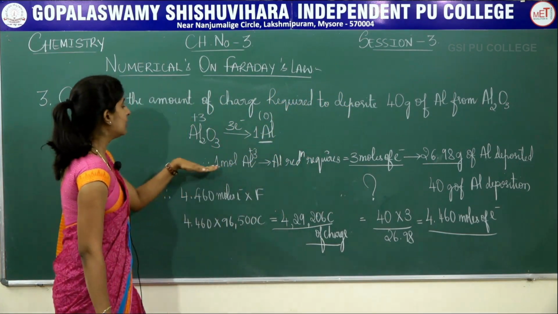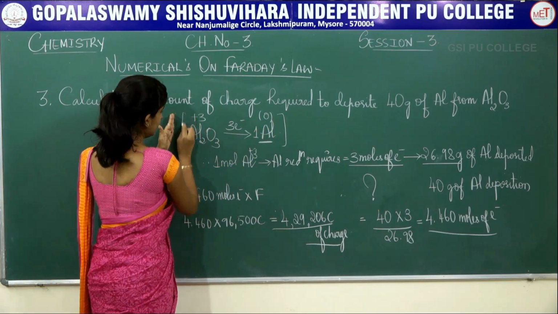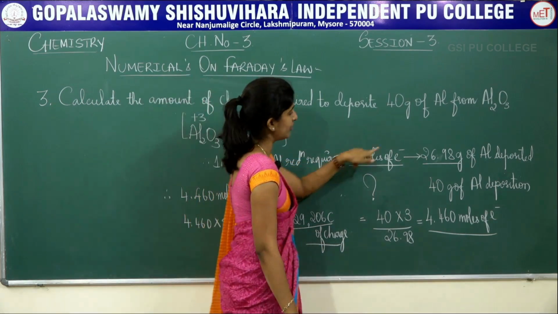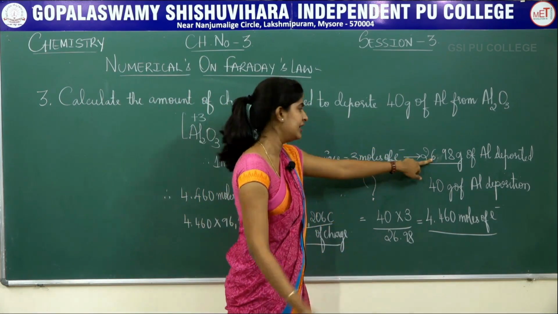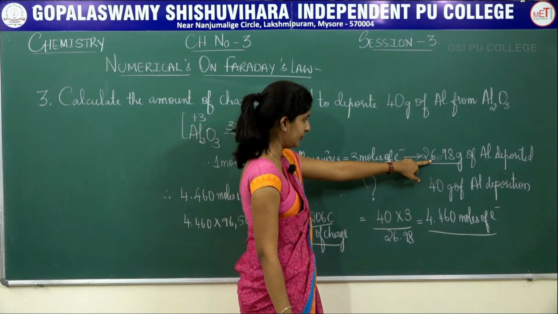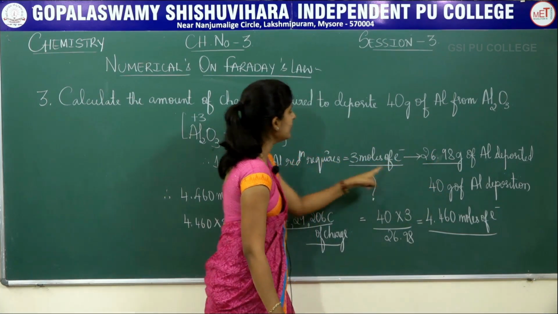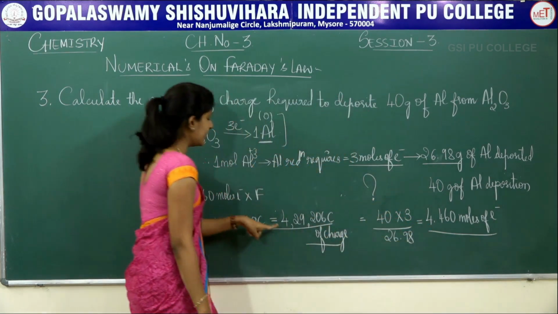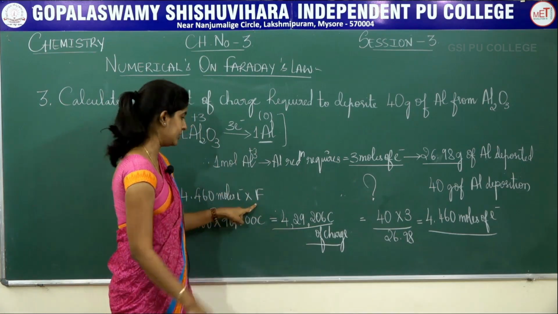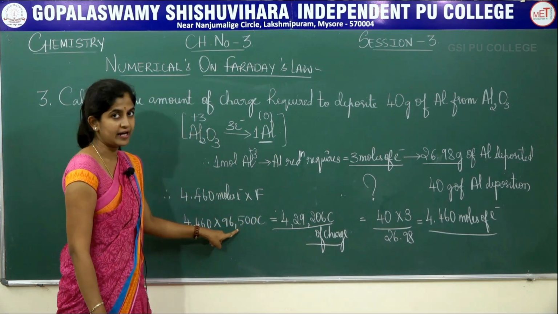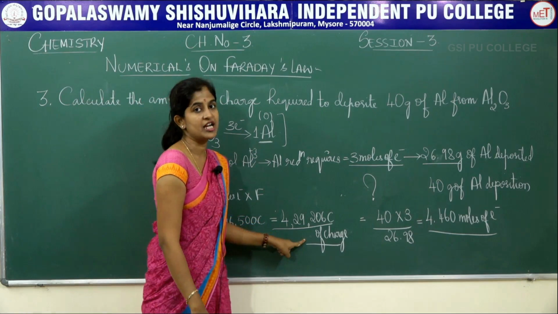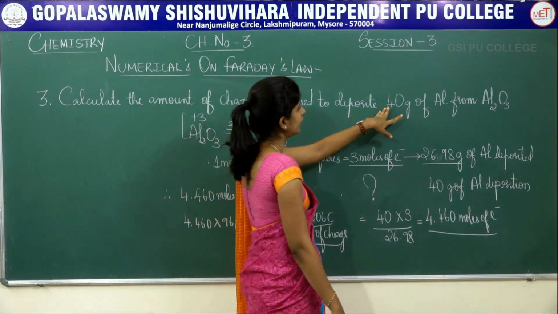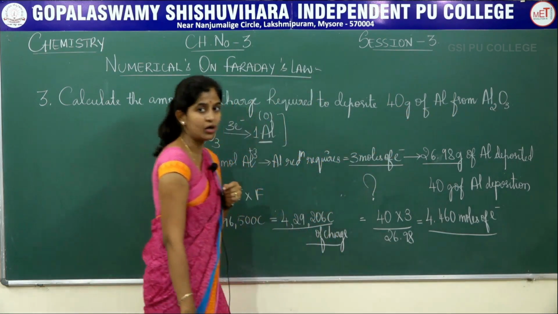So very simple, from your standard equation here, you came to know that 1 mole of aluminium reduction requires 3 moles of electrons, which deposits 26.98, approximately 27 grams of aluminium. So 40 grams of aluminium requires how many moles of electrons? Those many moles of electrons you get, multiply by Faraday. Faraday is the charge on 1 mole of electrons, multiply by 96,500 coulombs, it's a constant, and you get the amount of charge required to deposit 40 grams of aluminium from aluminium oxide.